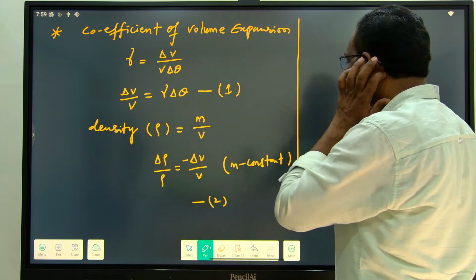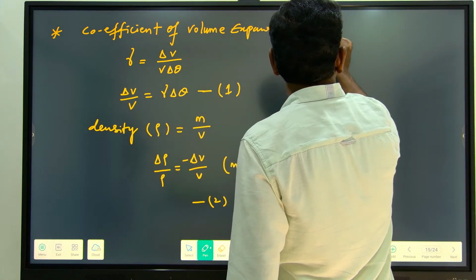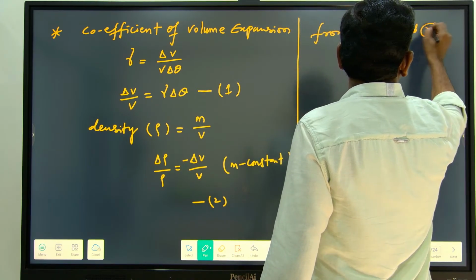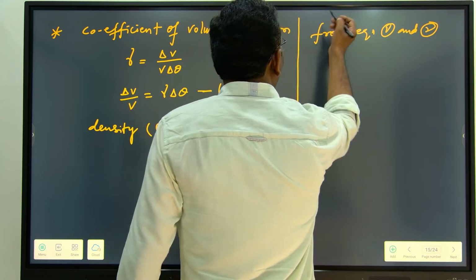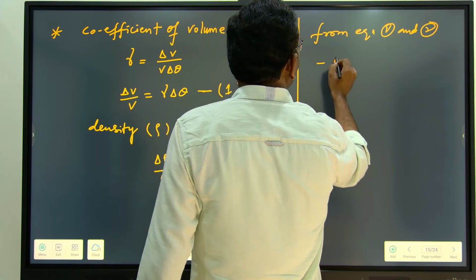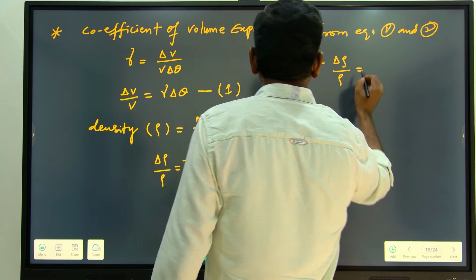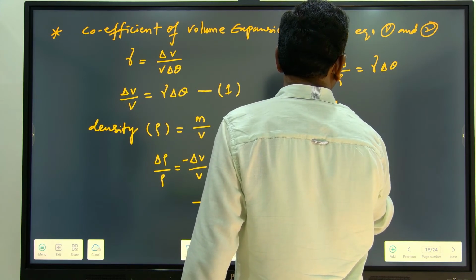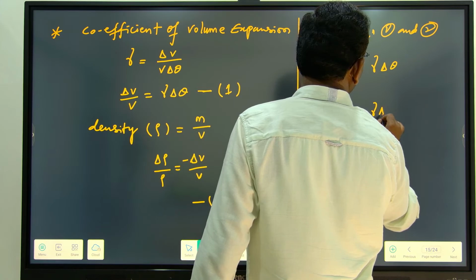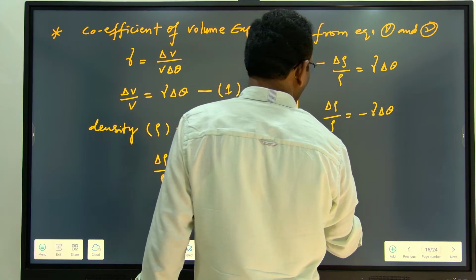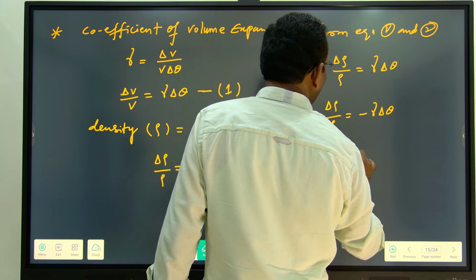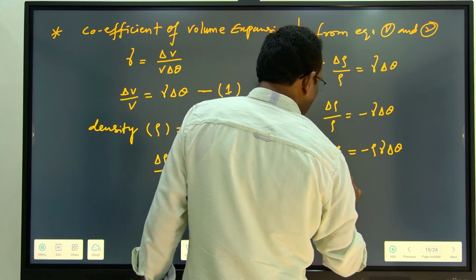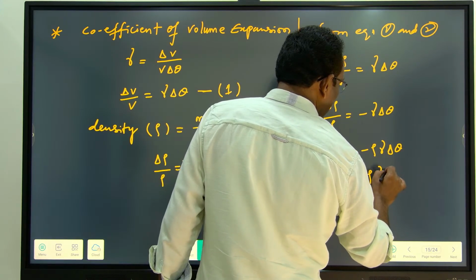Now use equation 1 and 2. From equation 1 and 2, minus delta rho by rho equals gamma into delta theta. So delta rho by rho equals minus gamma into delta theta. Delta rho means rho dash minus rho, that equals minus rho into gamma into delta theta. So rho dash equals rho minus rho into gamma into delta theta.